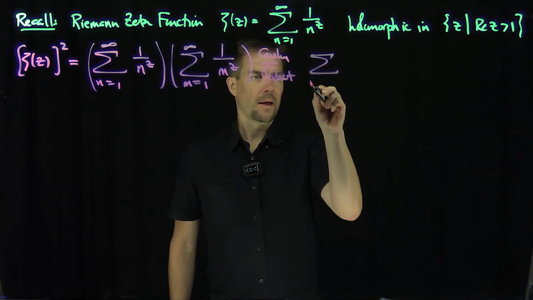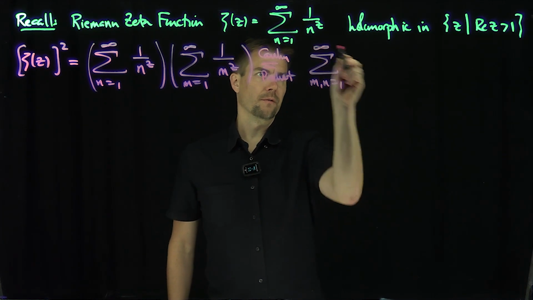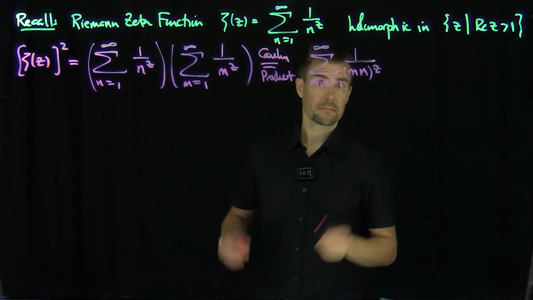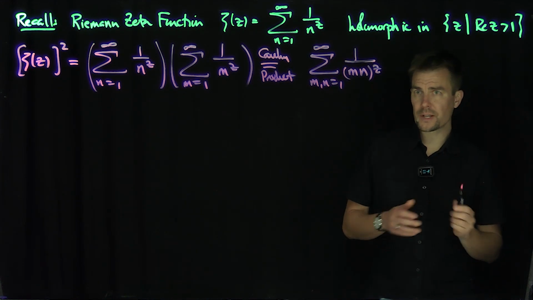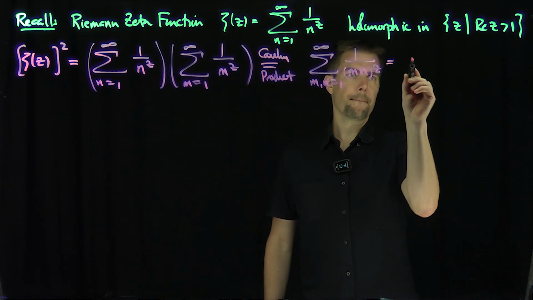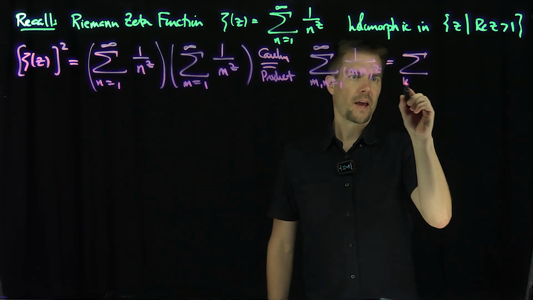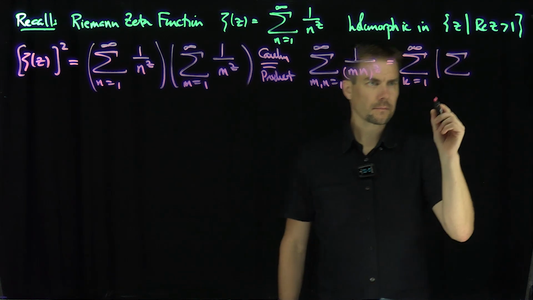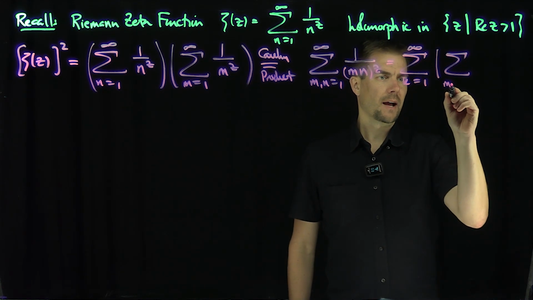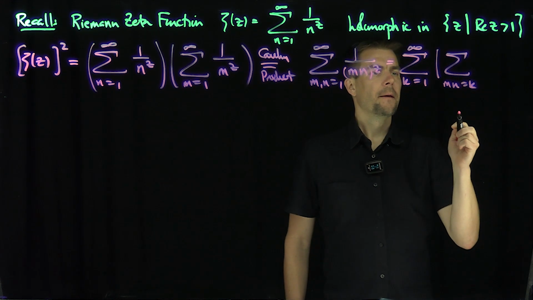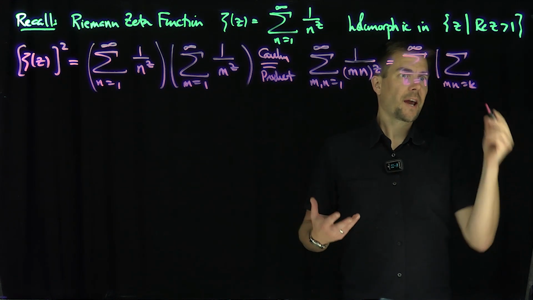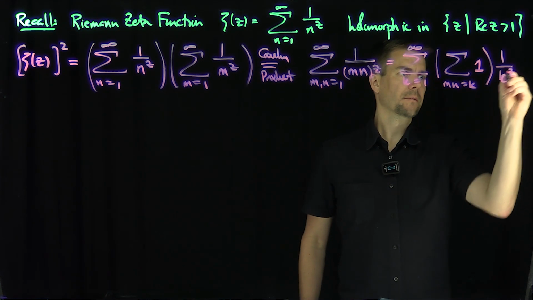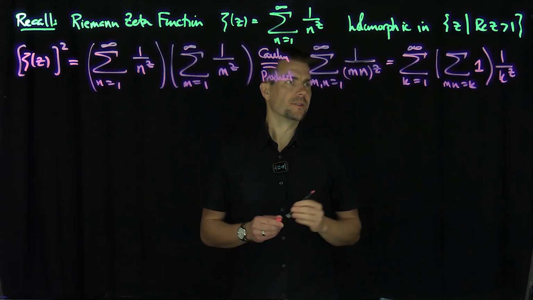Their Cauchy product is the sum m and n go from 1 to infinity, of 1 over mn to the power z. Excellent, okay? Now I'm going to re-index this. I'm going to say that this is really the sum k goes from 1 to infinity, and then the sum of m times n equals k. Every time that m times n equals k, we'll put a 1 over here, and then we'll have a 1 over k to the power of z, because m times n is equal to k.